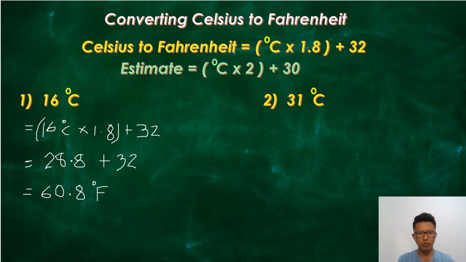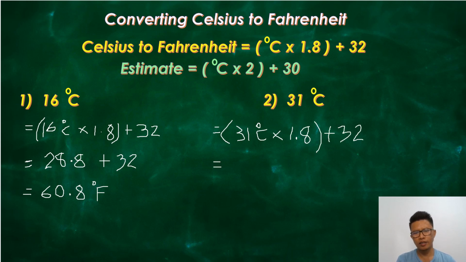How about if we are going to estimate? You have 16 times 2, that is 32, plus 30, we get 62. So that is close to 60.8. Alright, so let us proceed to example number 2, that is equal to 31 degrees Celsius times 1.8 plus 32.